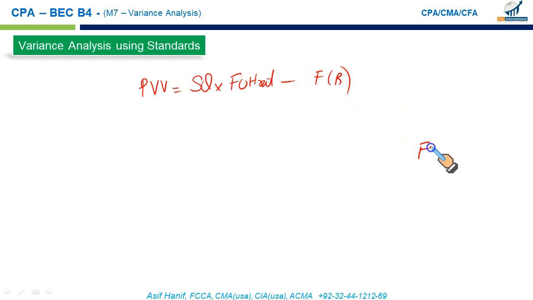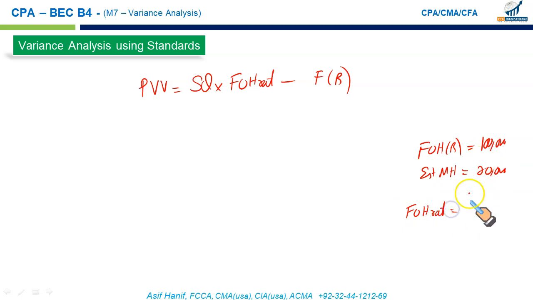Now let's say our fixed overhead budget is $100,000 for simplicity. We were expecting to use machine hours because our production is machine intensive, capital intensive. So our estimated machine hours are 20,000. Now if you calculate the fixed overhead rate per machine hour, it is going to be the budgeted fixed overheads divided by the budgeted machine hours. So this gives me $5 per machine hour. This is the fixed overhead application rate.